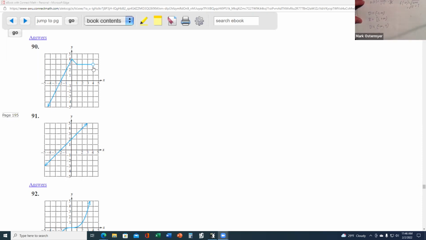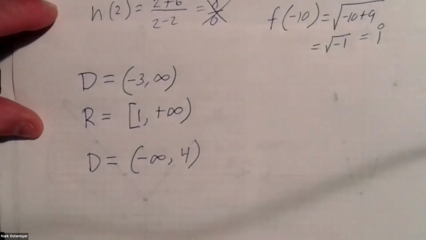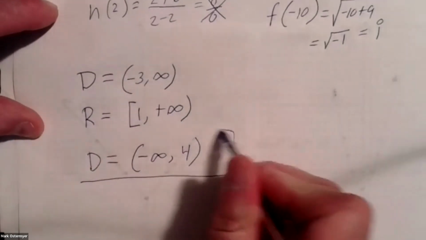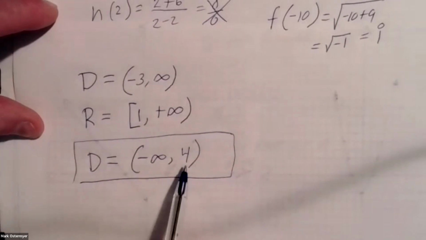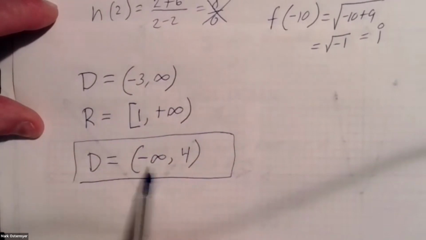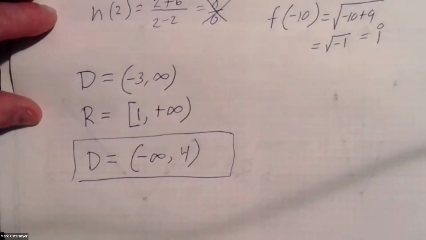So we would have to not include 4. Therefore, using interval notation, the domain of that function in problem number 90 would be right here. This would be the domain from negative infinity up to 4, but not including 4. That's why we got a parenthesis next to 4. Everybody understand how we got the domain of that function from the graph?